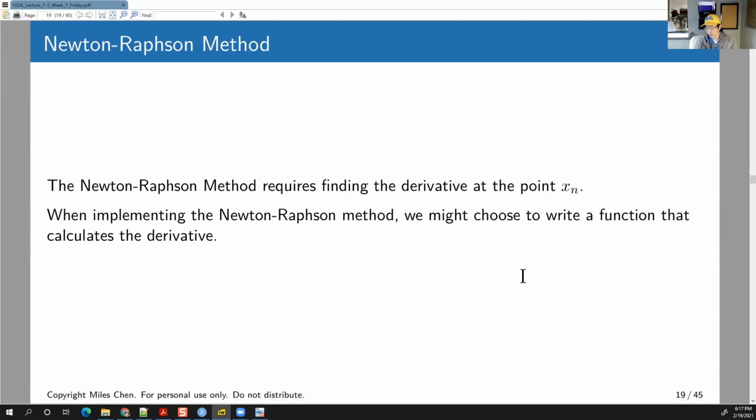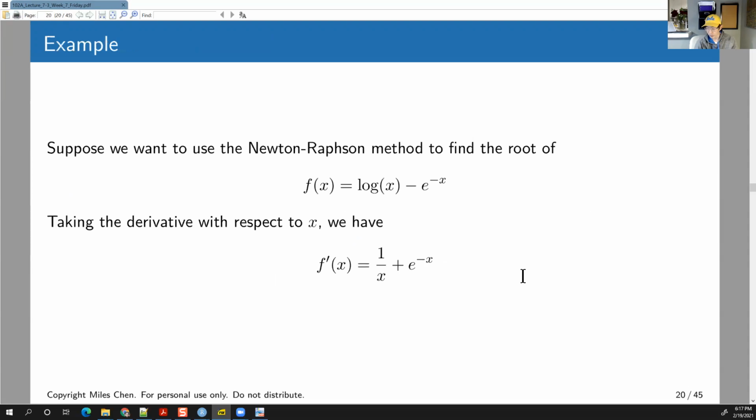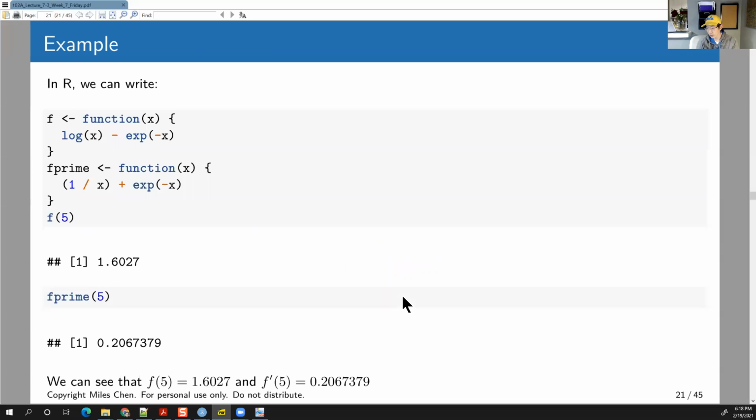Well, in our example, when we had our function as log of x minus e to the negative x, finding the derivative is pretty straightforward and simple. All we have to do is take the derivative of log of x and we get 1 over x. The derivative of e to the negative x is e to the negative x times negative 1, and so this becomes plus this. So taking the derivative was a straightforward process, not too bad. But there are some instances where it can get hard to take the derivative. Anyway, let me just show you.